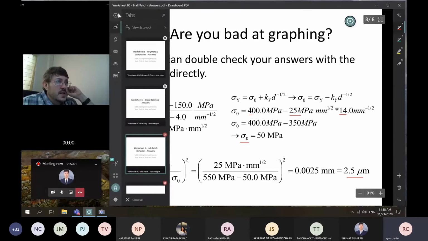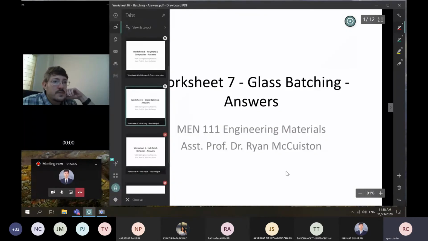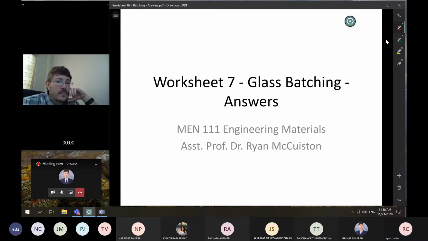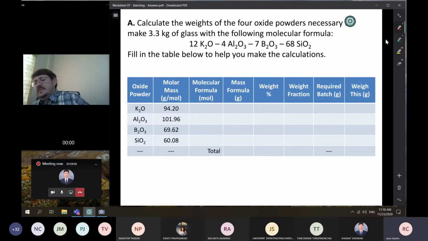That was worksheet 6. All right, worksheet 7. Still going here, because I got some time. Glass batching. All right, so I gave you this problem. Again, glass batching, you're probably never going to be glass engineers.